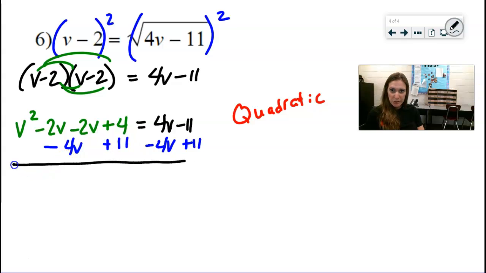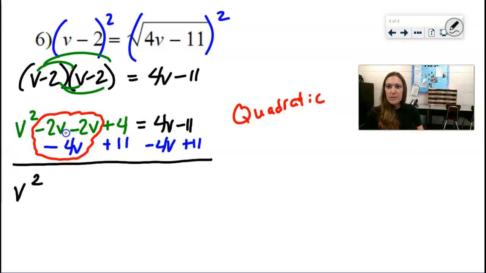Alright, I'm doing a math teacher trick right now. Sometimes this is dangerous, but you see all these like terms? I'm just going to smush them together. Rather than simplifying and then moving terms around, this is another option. So v squared drops down. Negative 2, negative 2, negative 4 would be a negative 8v. And then of course I'm going to combine those to a 15.